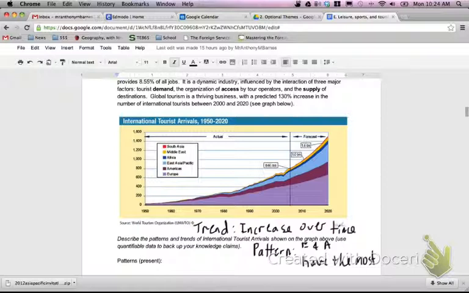Okay? So, I hope this helps. Are there any other questions on this graph specifically? You guys got it?